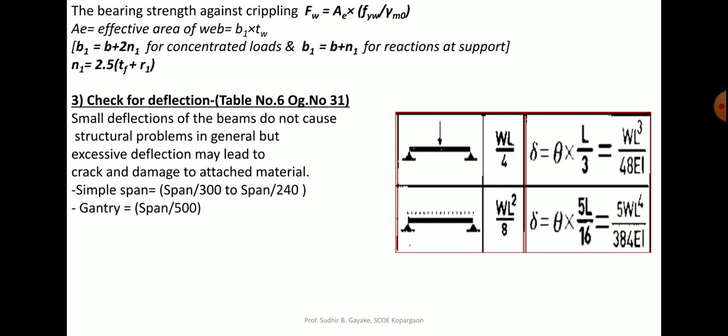Now in case of your section as per table 6, deflection limits are given for live load conditions for industrial building as well as for regular building, and the range is given as for simple span it is span by 300 to span by 240, and for gantry girders it is span divided by 500. So this is the limitation for deflection given as per table number 6 of IS 800, and the actual value you need to calculate using your given loading and span value, moment of inertia and modulus of elasticity for your section. So likewise you need to compare the values for deflection, which is going to be your last check.